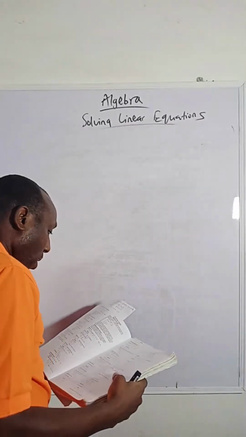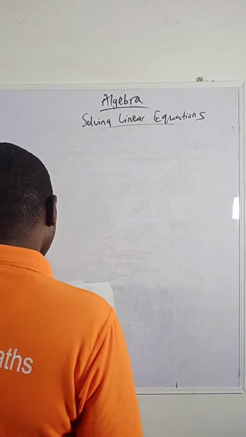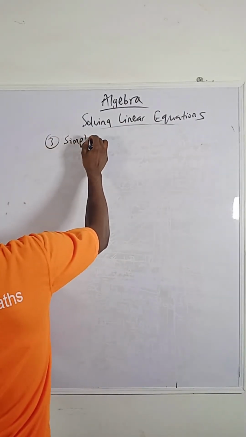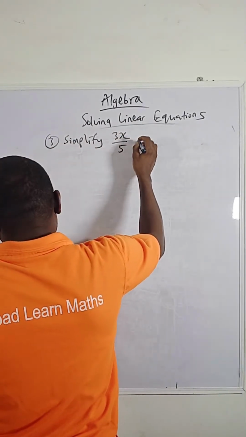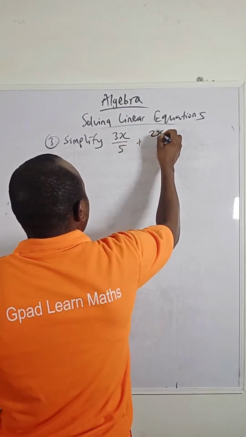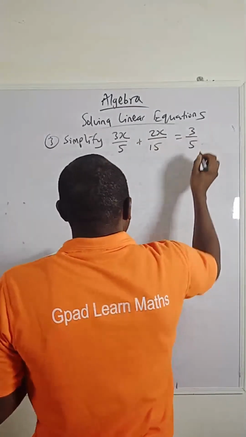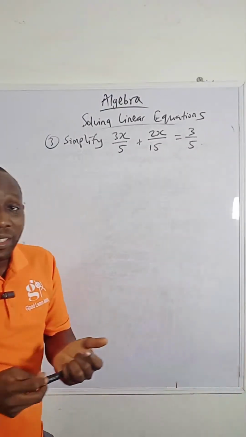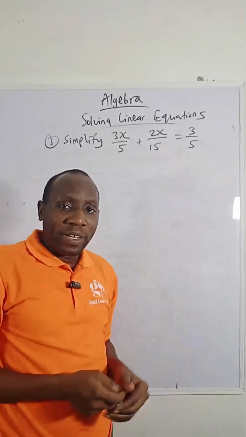Let us now look at some more questions. I think we're done with that. All right, so number 3, simplify 3x over 5 plus 2x over 15 is equal to 3 over 5. Okay, we've got some interesting fractions here, but it's still the same thing. It's still a linear equation, even with the fractions.